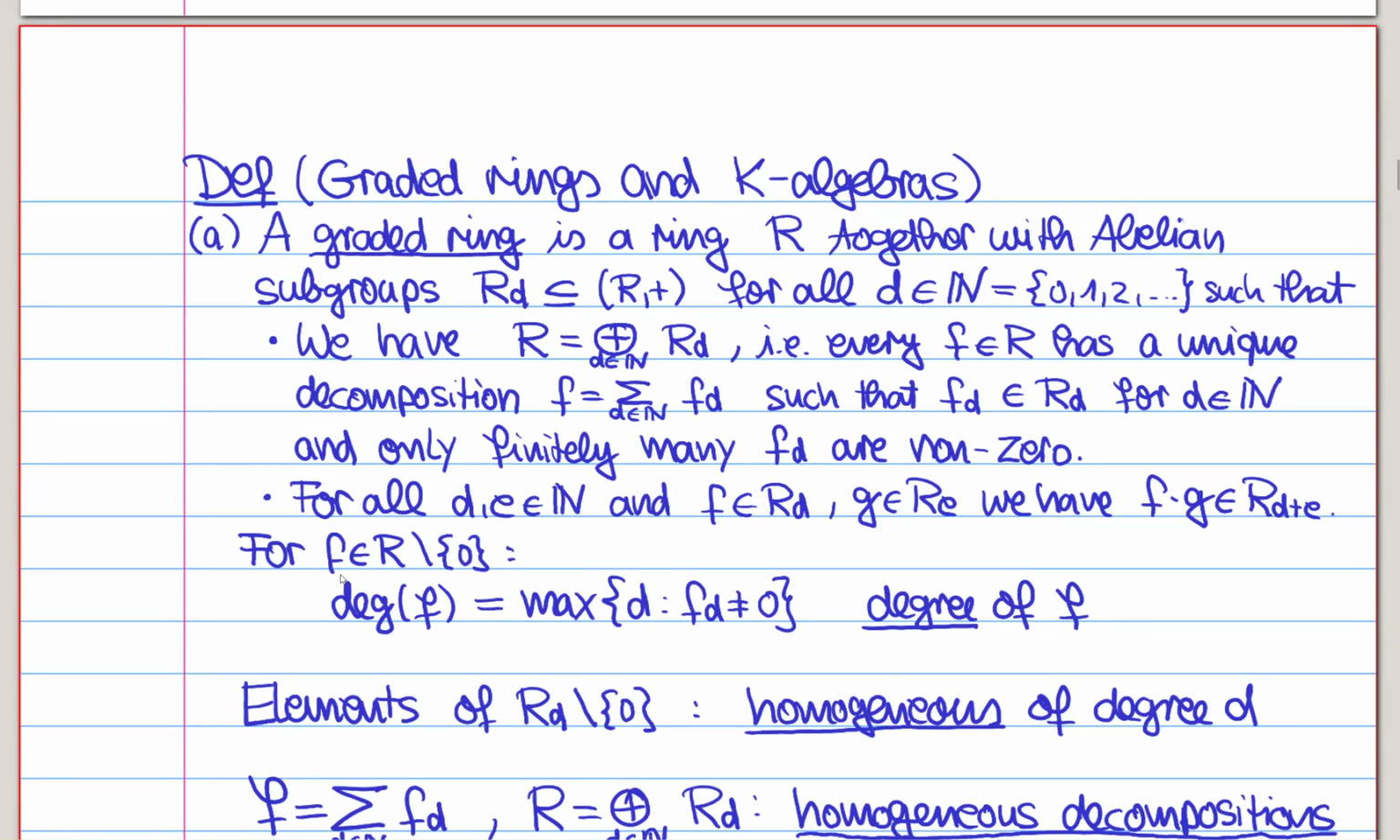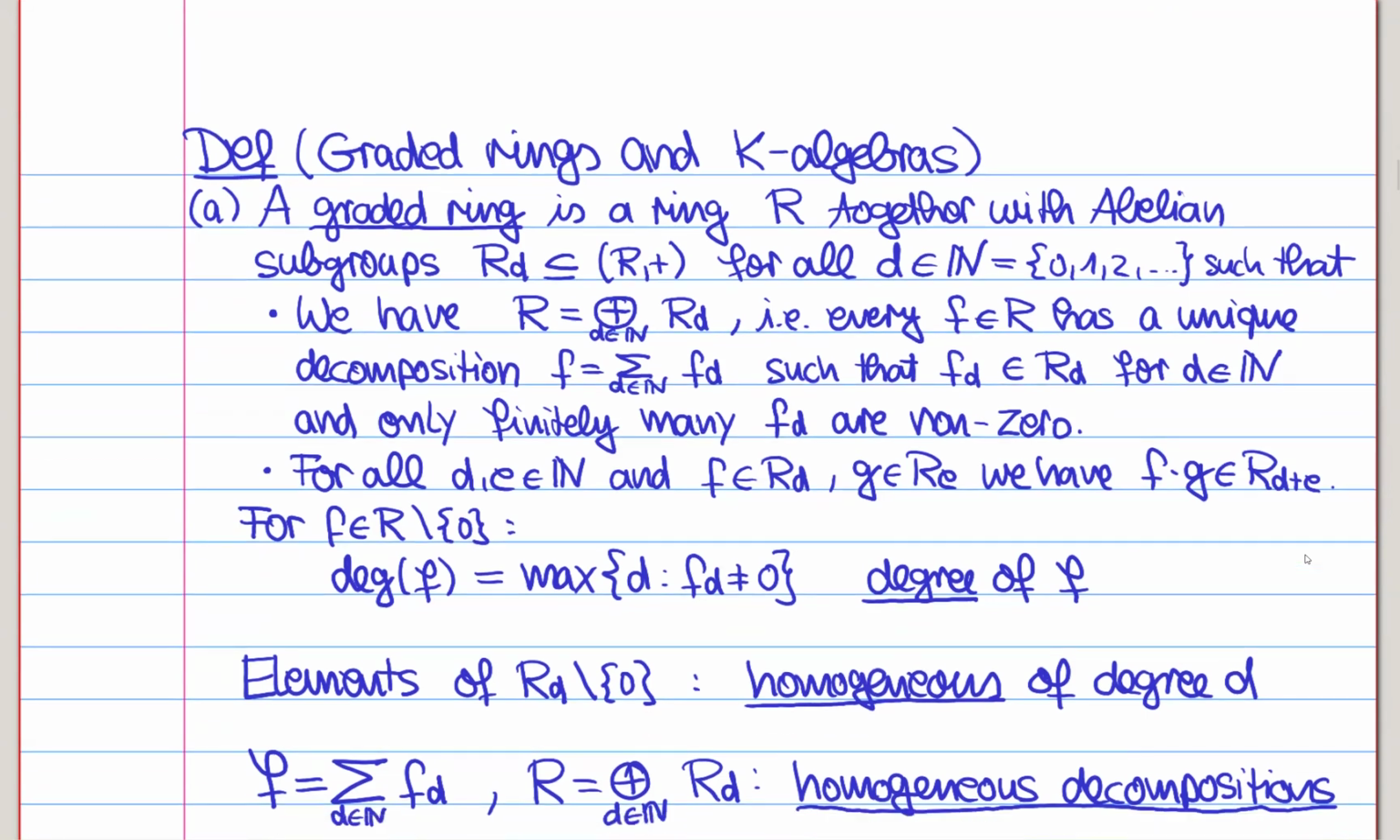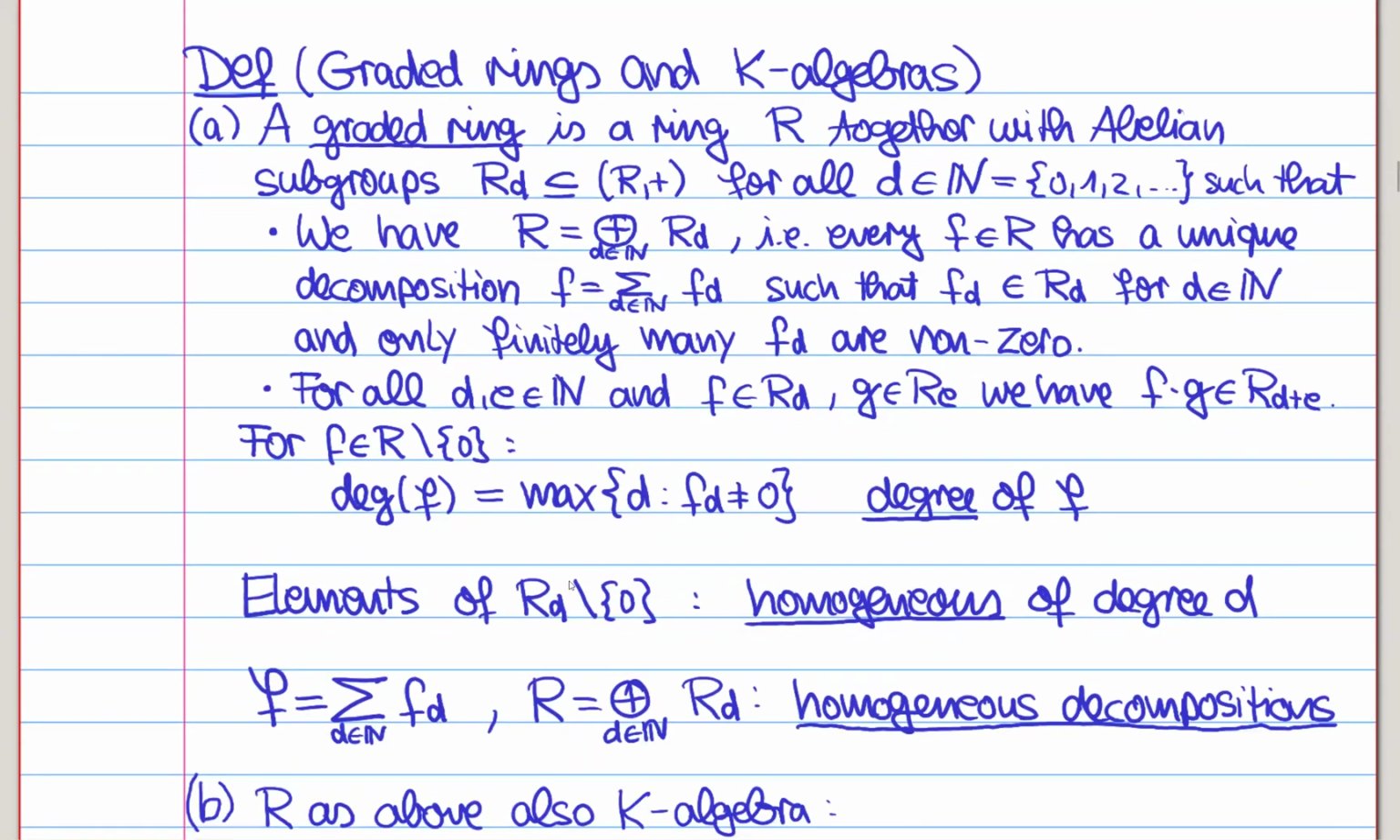And then when you have a non-zero element inside R, we define its degree to be the maximum of these D such that f_D is non-zero. And then the idea, for example, for the second condition is that if you have f of degree D and g of degree E, then their product should be of degree D plus E. And in fact, these elements of R_D minus 0 are then called homogeneous of degree D.